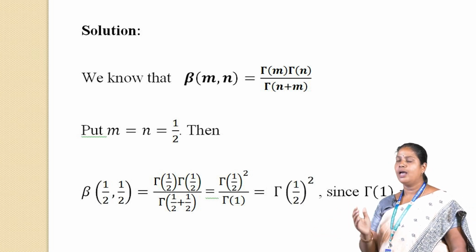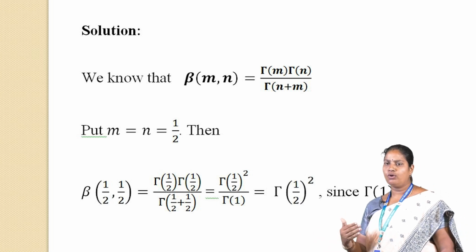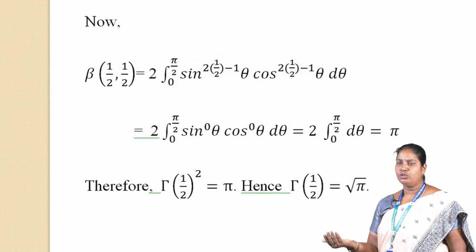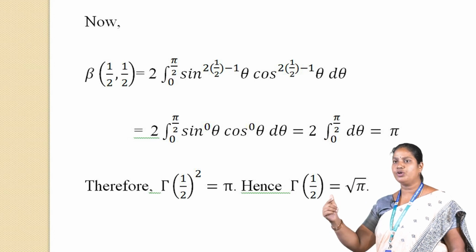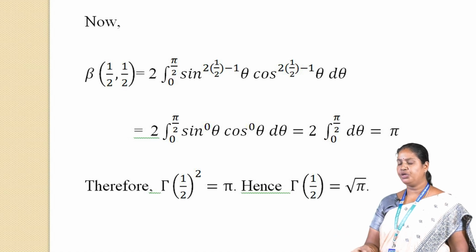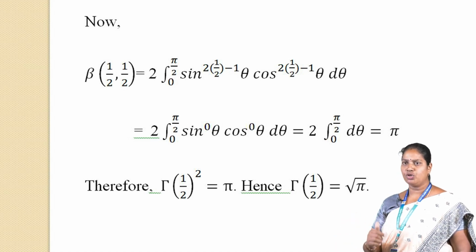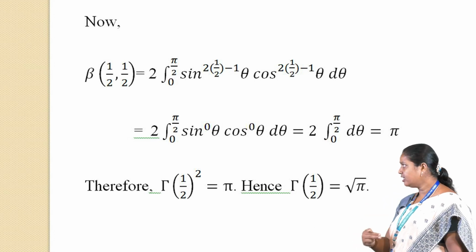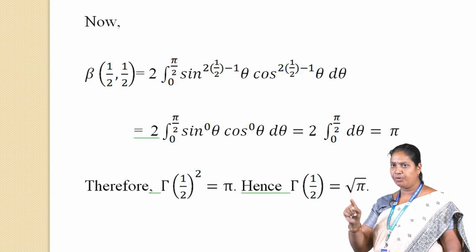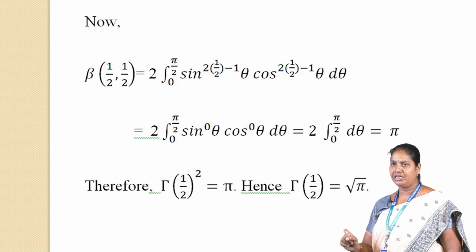Now we have to calculate what is beta of 1 by 2 comma 1 by 2. Let us calculate that. So beta of m comma n, by property 3, is 2 times integral 0 to pi by 2 sine power 2m minus 1 theta into cos power 2n minus 1 theta d theta. In that we are going to substitute m equal to 1 by 2, n equal to 1 by 2. So we will get beta of 1 by 2 comma 1 by 2 is nothing but 2 times integral 0 to pi by 2 sine power 2 into 1 by 2 minus 1 theta cos power 2 into 1 by 2 minus 1 theta d theta.